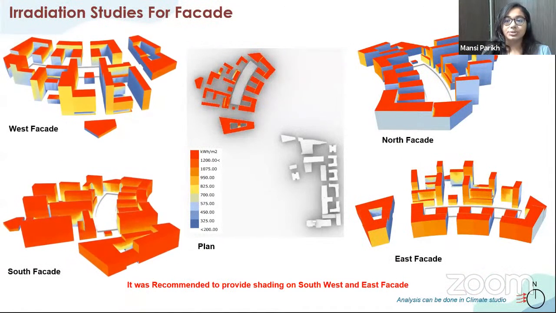This image shows the irradiation on the facade in north, south, west, and east direction. The range varies from 200 to 1200 kWh per square meter per year, where blue depicts the lesser amount of irradiation falling on the facade, and the red depicts the higher or maximum amount of irradiation falling on the facade. As you can see in the images, the maximum amount of irradiation is falling on the south facade, east facade, and the west facade. Hence, we provided shading recommendations for the south, west, and east facade.